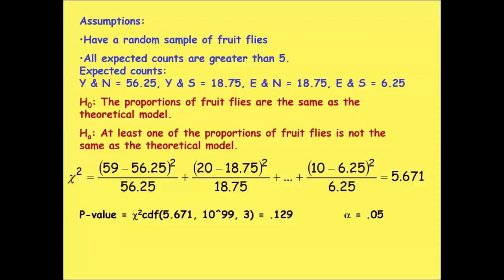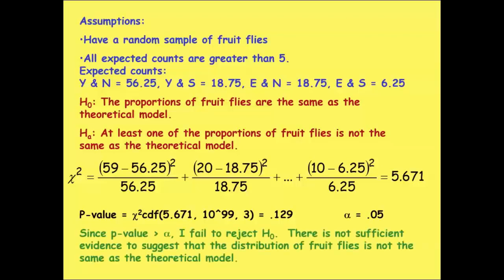Okay, so the p-value is bigger than alpha. What does that mean? That means we're going to fail to reject. There is not sufficient evidence to suggest that the distribution is different from the theoretical. So let me write that out for you. And there you go.